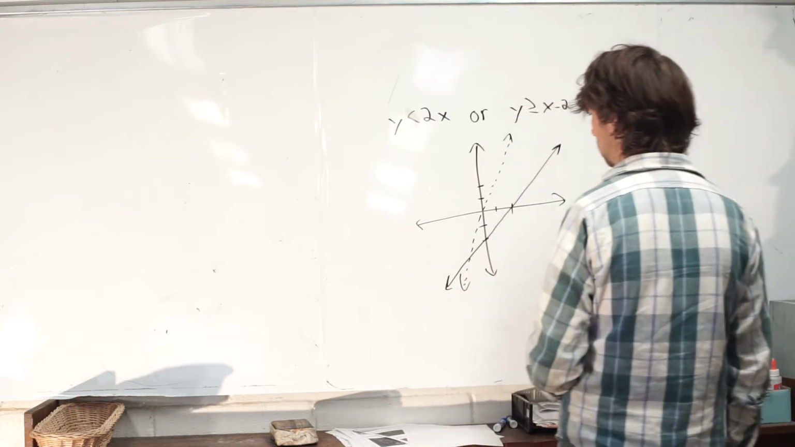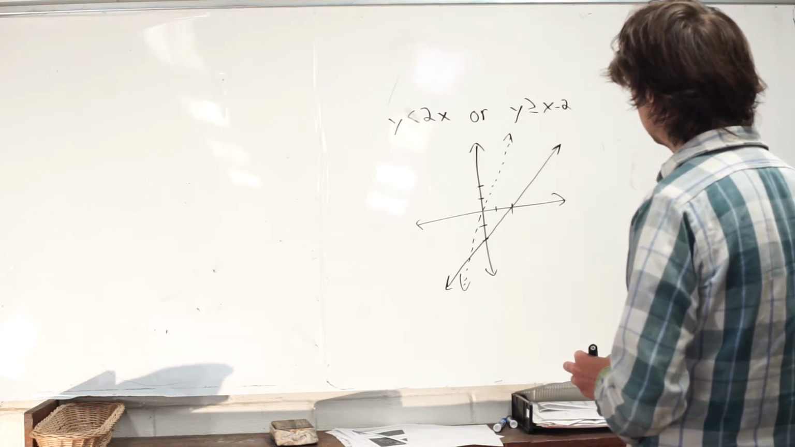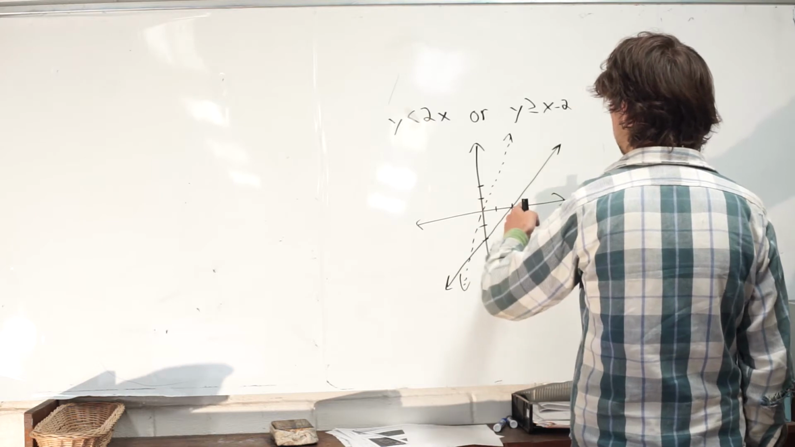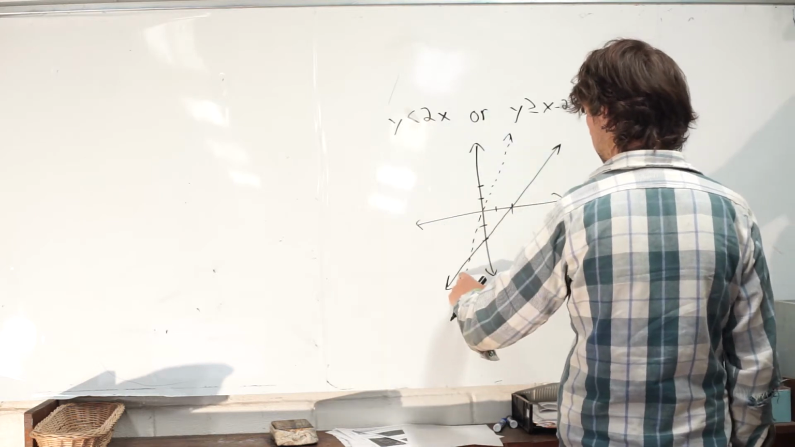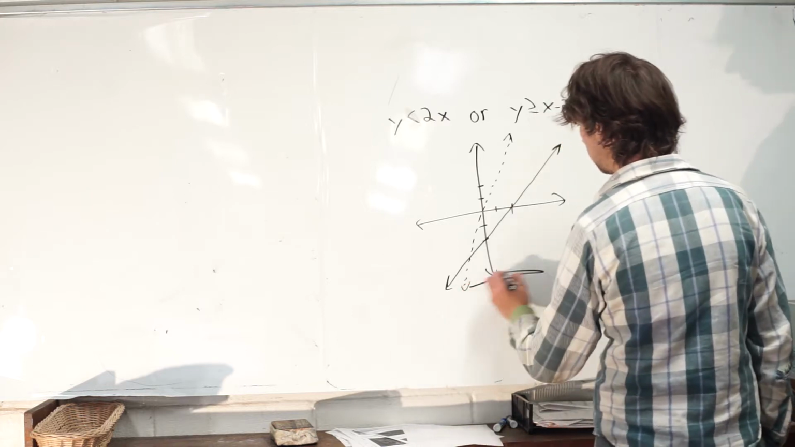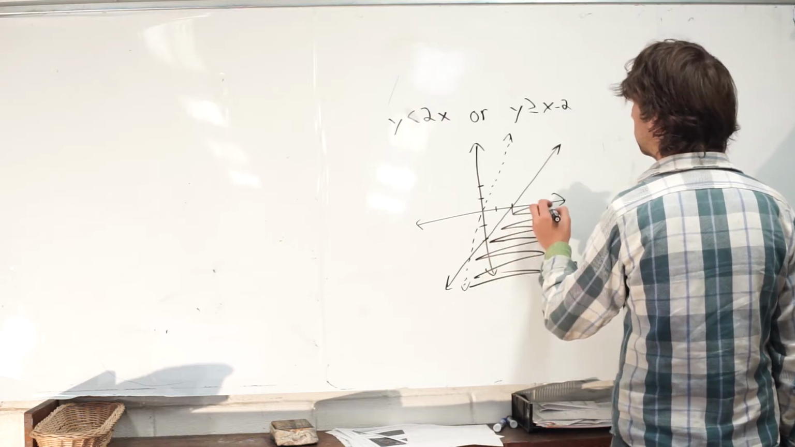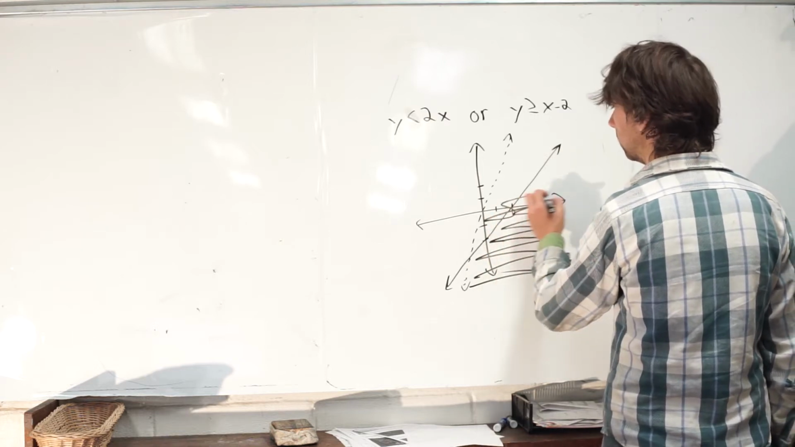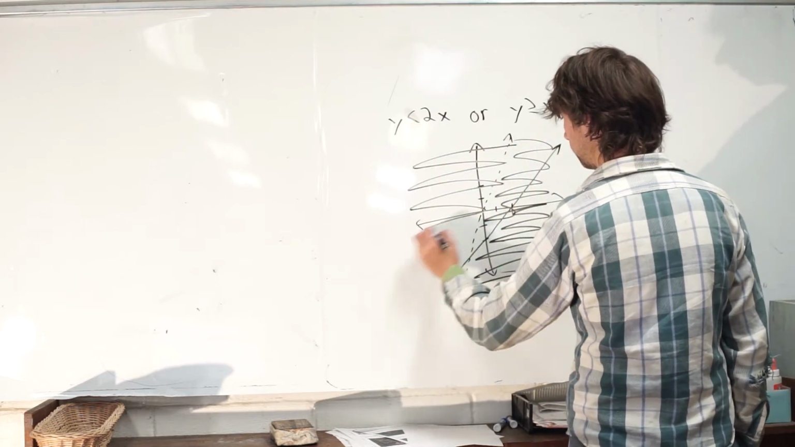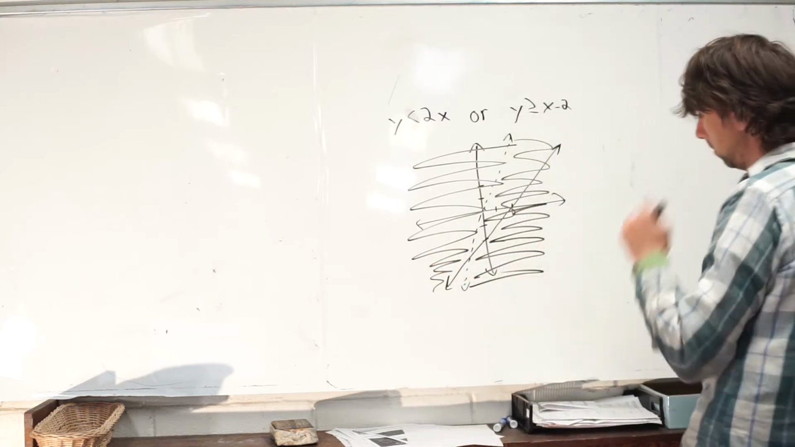Alright, so it seems like most of the graph is going to end up shaded because we're shaded below this line and above this line. So the only part that's not going to be shaded is actually right in here. Everything else is either below this one or above the other one. So it's just that region that's not shaded. Okay?